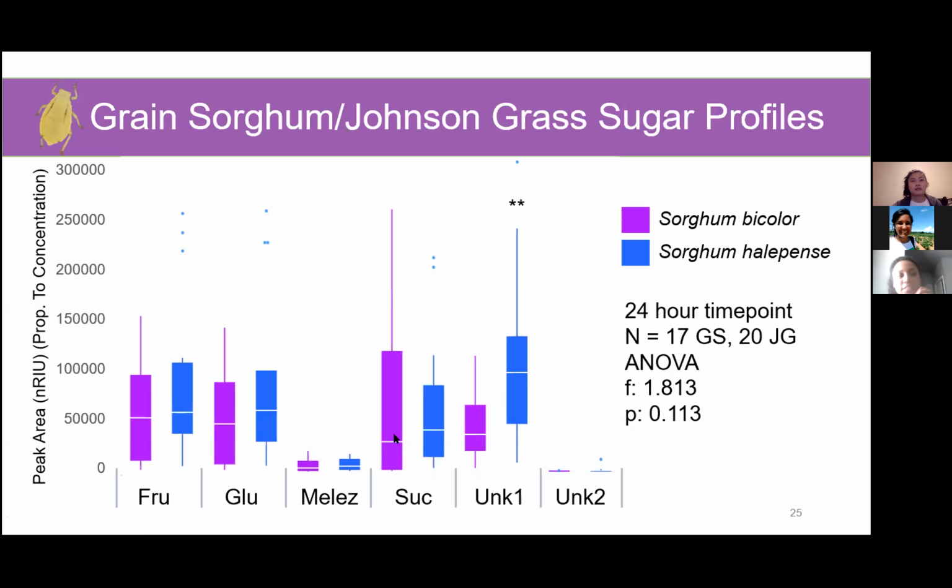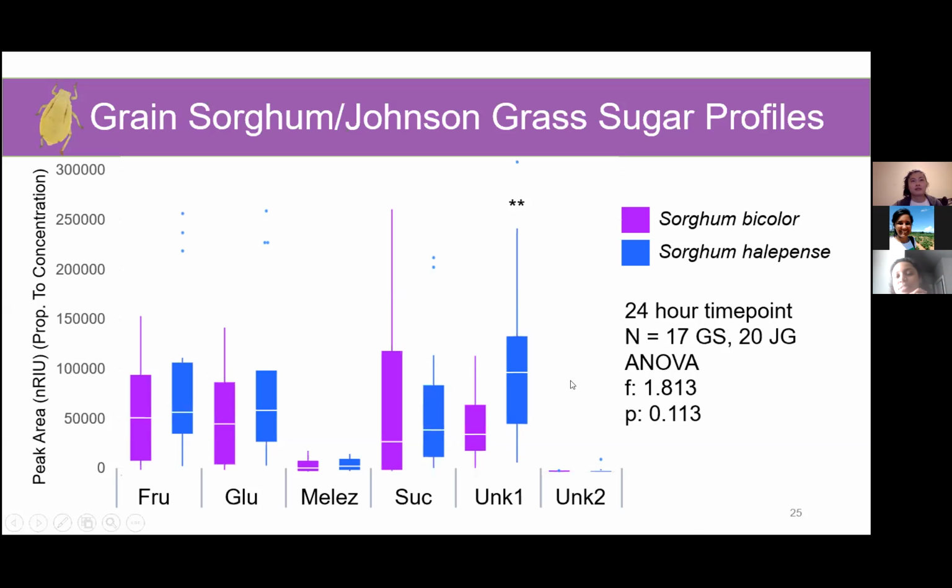The point of this graph, however, is to show you that when you look at individual sugars, the variation of sugars in Johnson grass is not significantly different from the variation of sugars in grain sorghum. And by variation, I mean all the differences in each individual sugar here. However, there's this one sugar, this unknown sugar, I really need to figure out, which for some reason is a lot more abundant in Johnson grass after 24 hours than it is in sorghum.